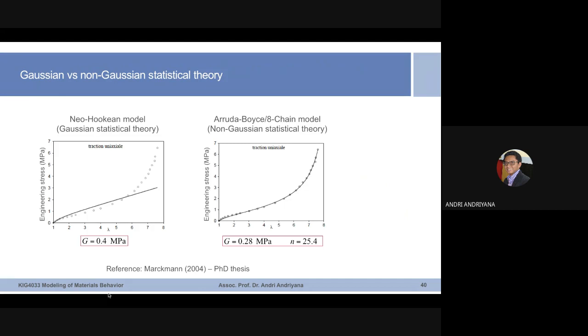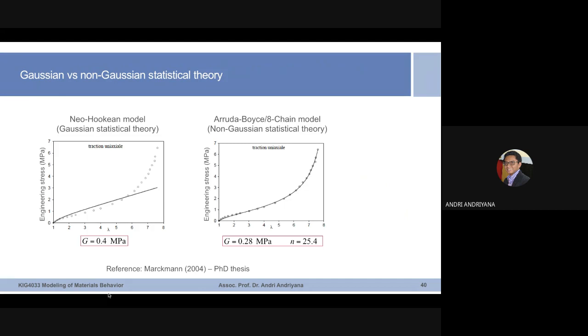Okay, if we use the Neo-Hookean model, we need one parameter, which is G, the shear modulus. So you need to find the shear modulus from the experiment, in the same way as when you do a tensile test for metals, you need to find the Poisson ratio and the elastic modulus to do stress analysis. Okay, for this one, you need to have the shear modulus.